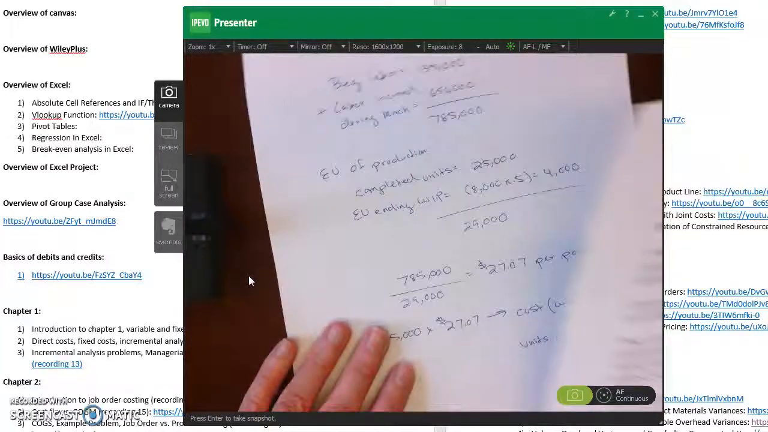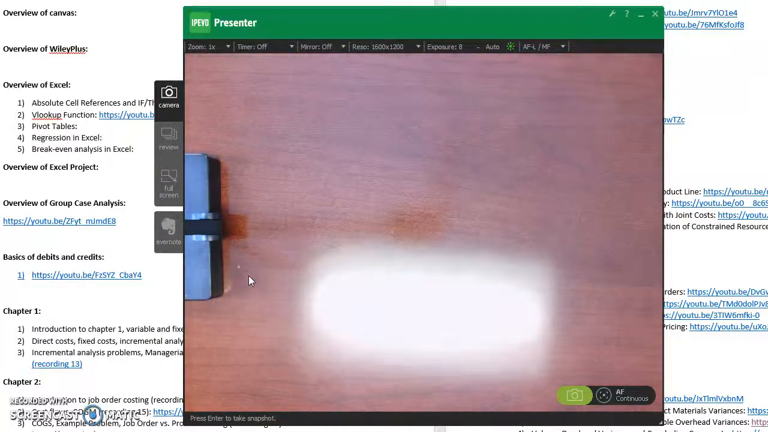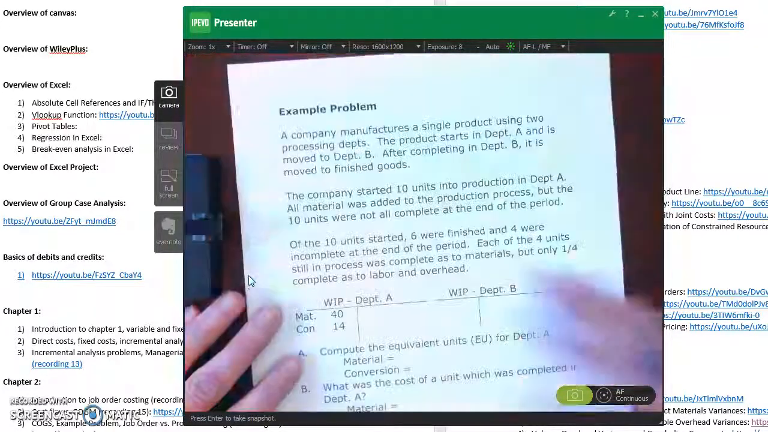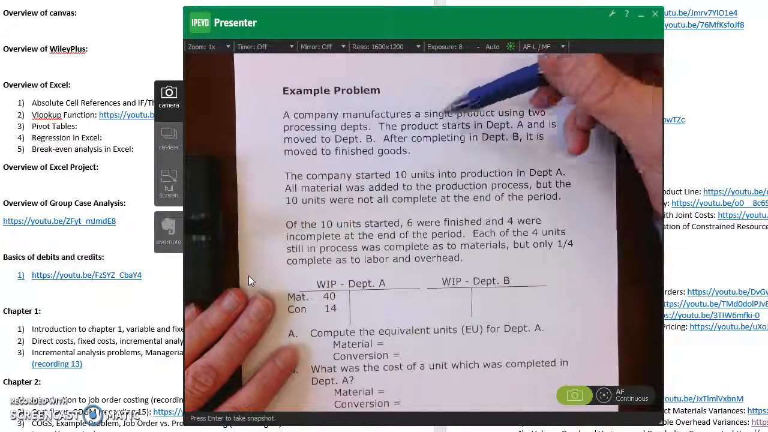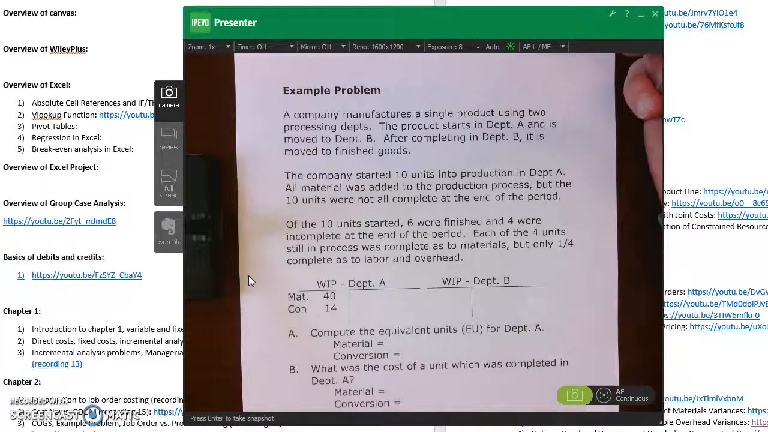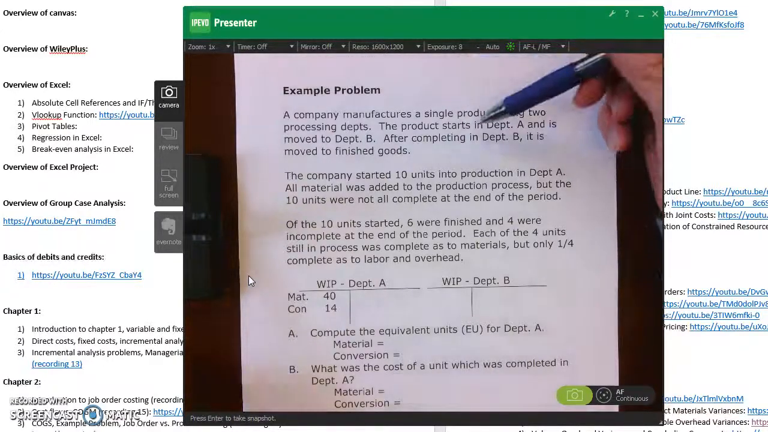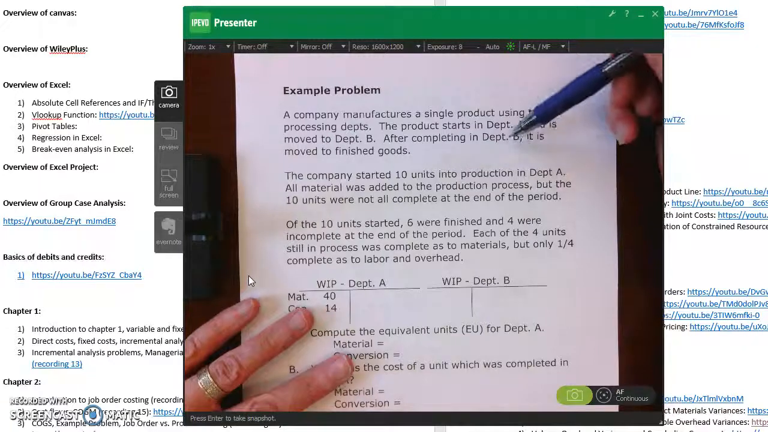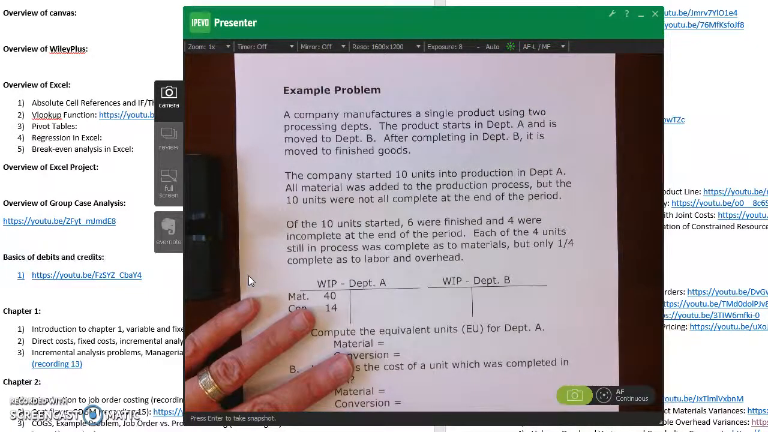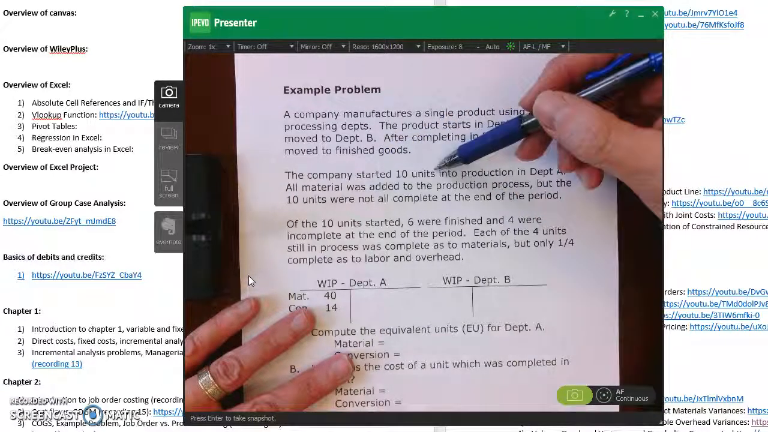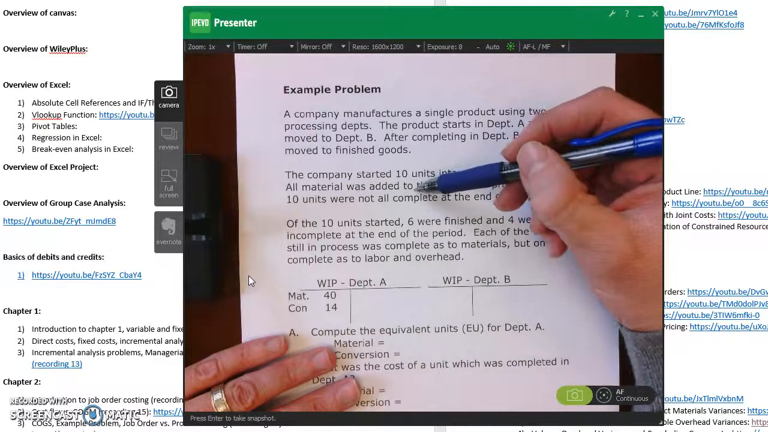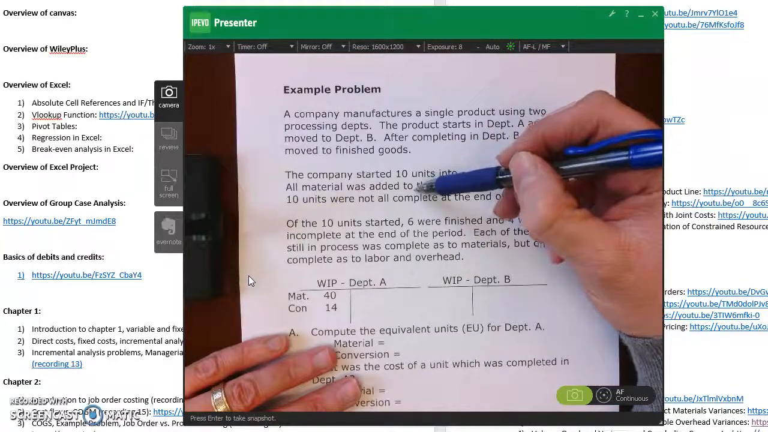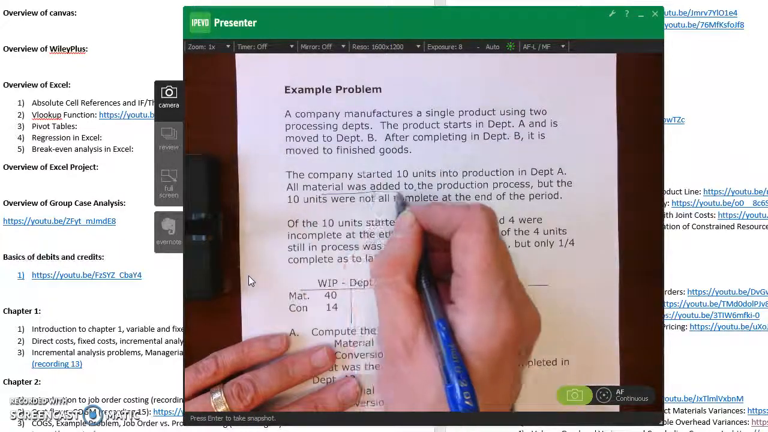So let's do another example problem, and this one's a little bit trickier. It says a company makes a single product using two processing departments. The product starts in Department A and then is moved to Department B when it's done. After being completed in Department B, it is then moved to finished goods, okay? The company started 10 units in production in Department A. All material was added. So this is key.